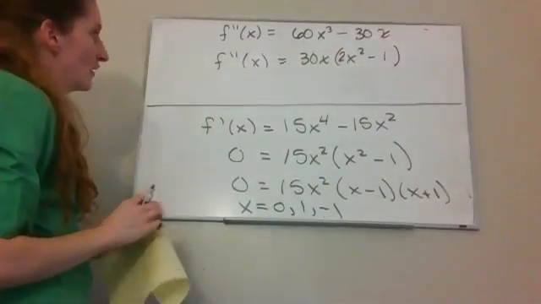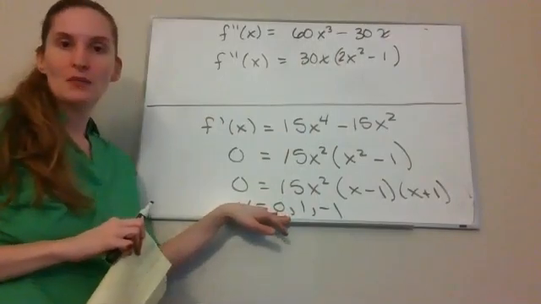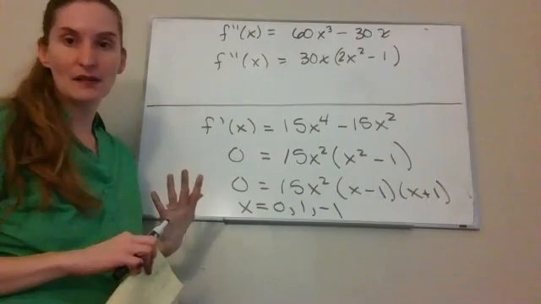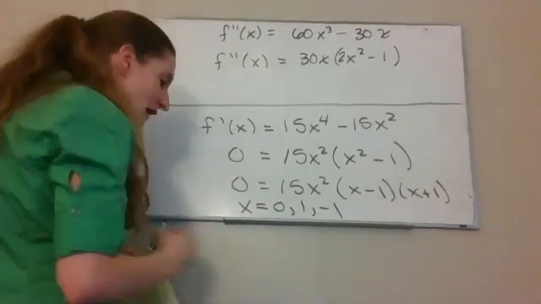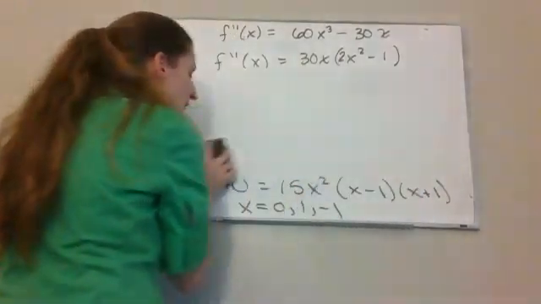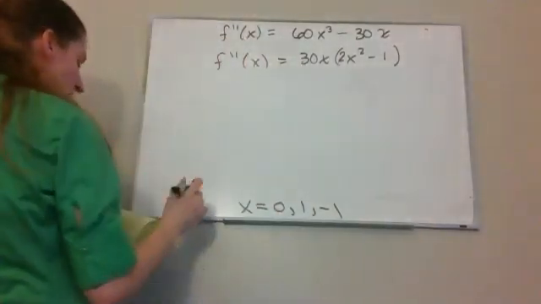There's my second derivative. So now we're going to take our critical values, plug them into the second derivative to see if we get something positive or negative. That will tell us if we have a max or a min. So let's start with the critical value x equals 0.